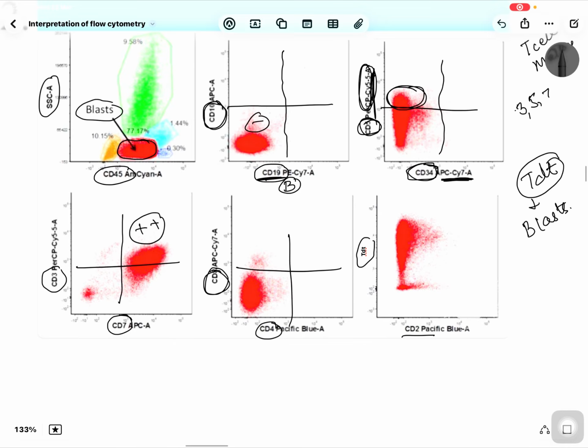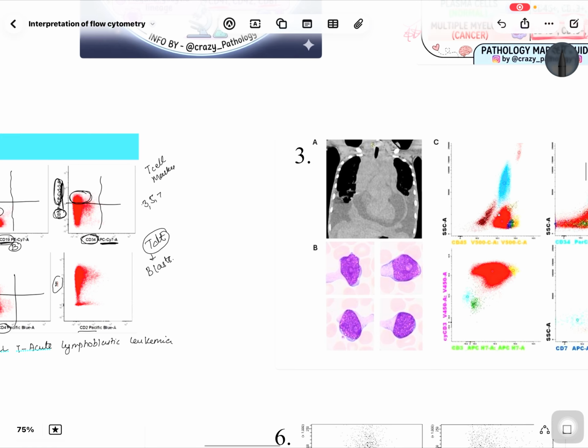So what is the answer we get here? We get T-ALL. That means T cell acute lymphoblastic leukemia. Which type? T cell type. Understood? Okay, moving on to the third one.